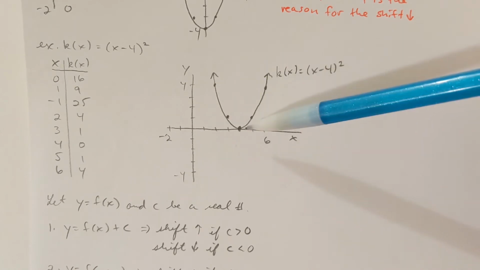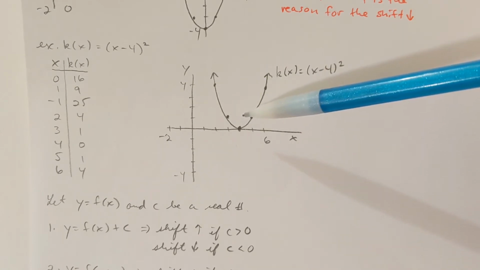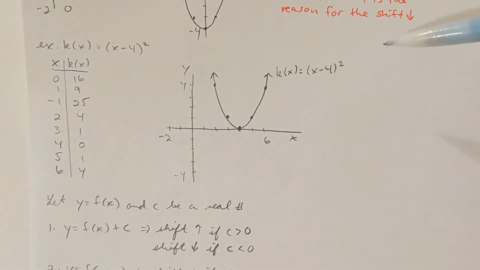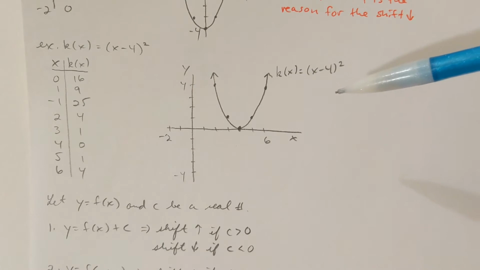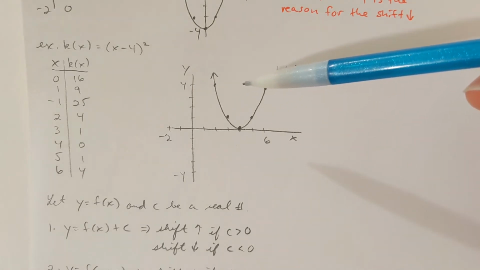So we end up getting a parabola that is shifted to the right 4 units. Why did we shift to the right 4 units? Well, it's because of that minus 4 there that's causing that to happen.